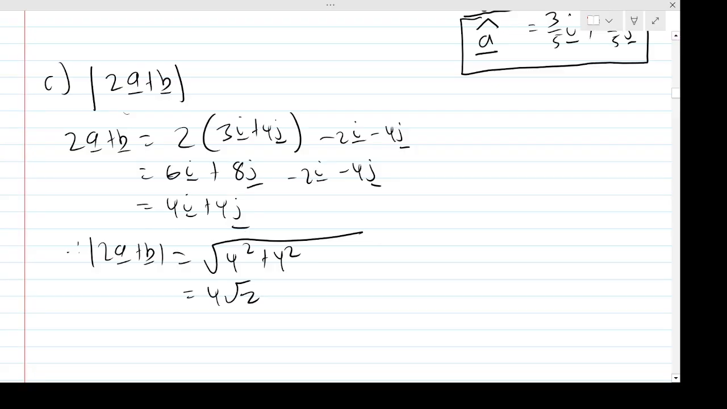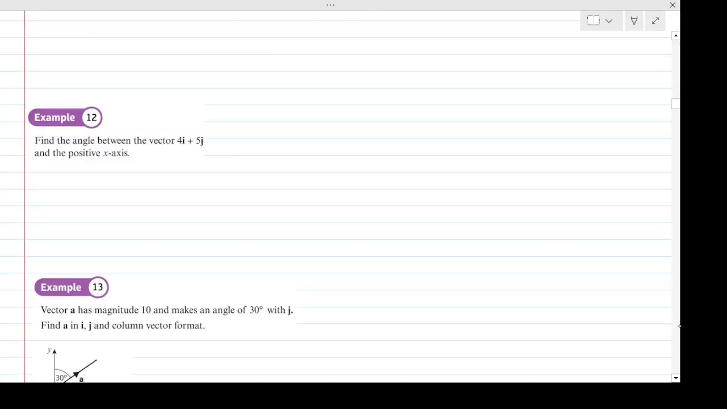So you can compute the length very simply, right? If you've got the vector, you just square both parts of the vector, the i and the j part, and then root it. Cool. Okay, we've got this example then.